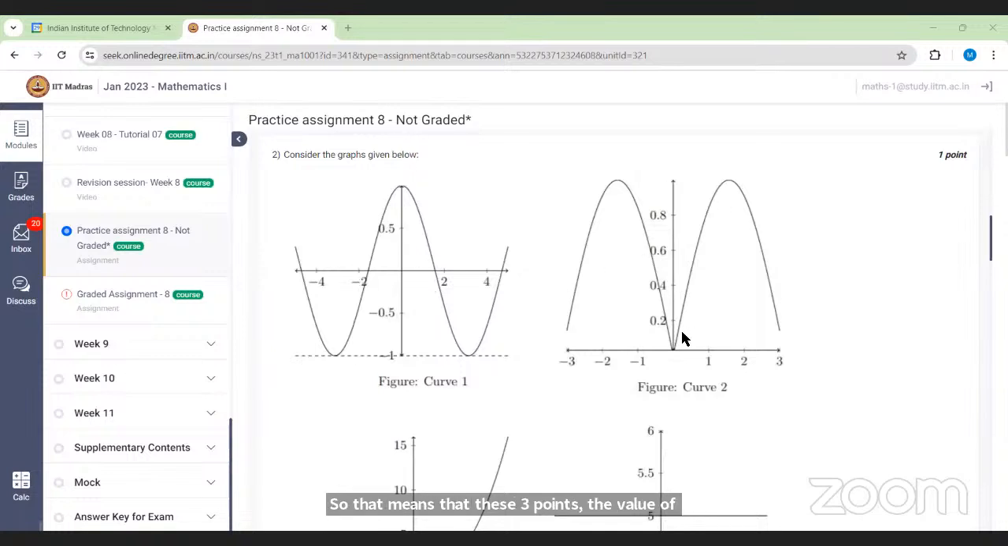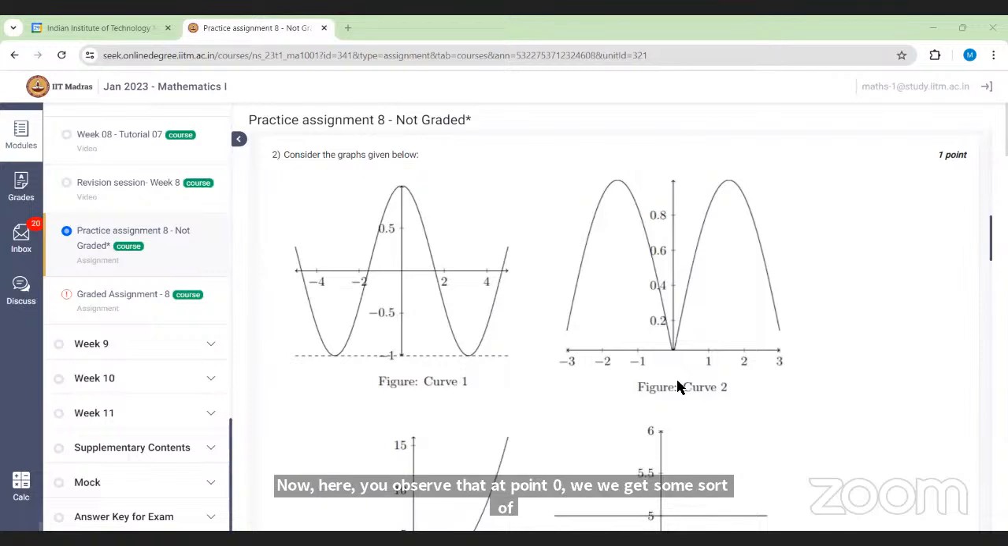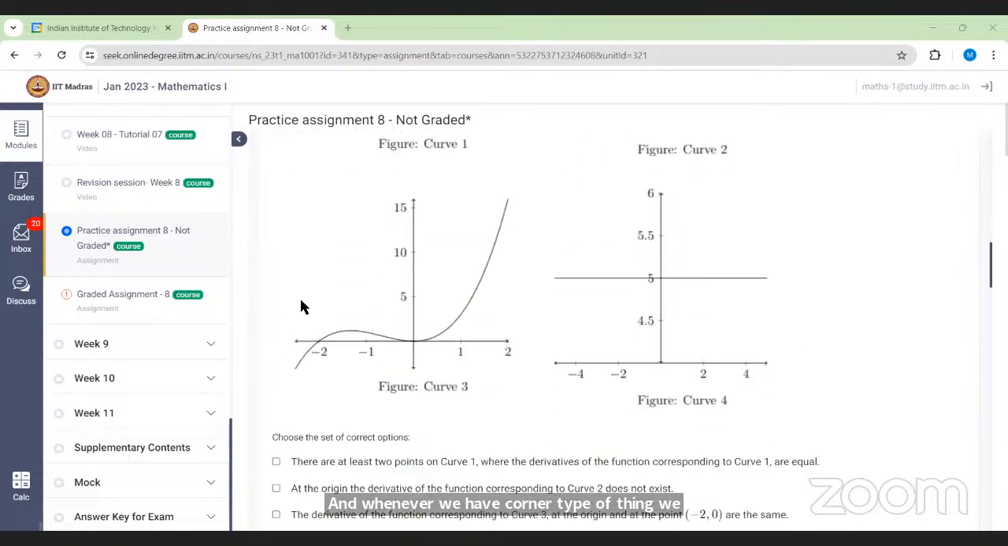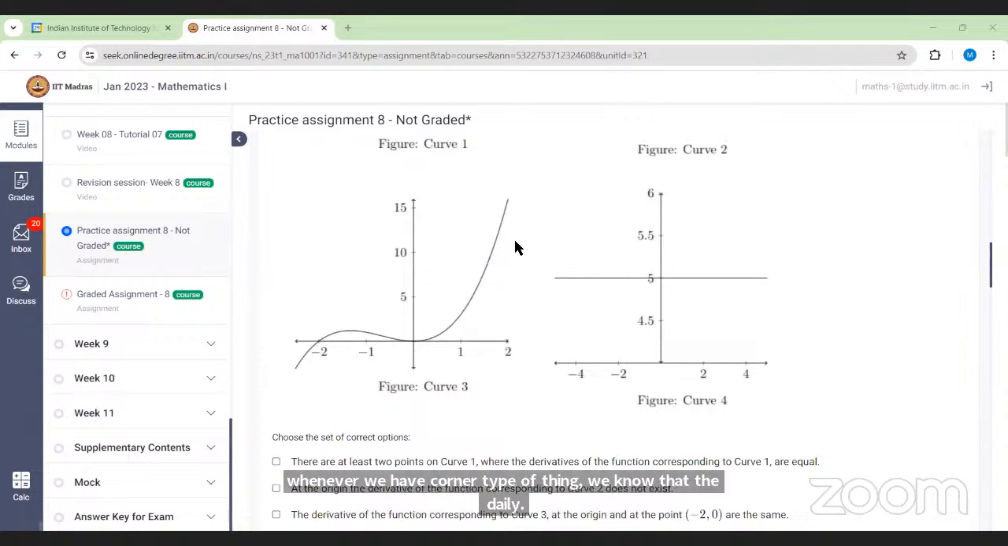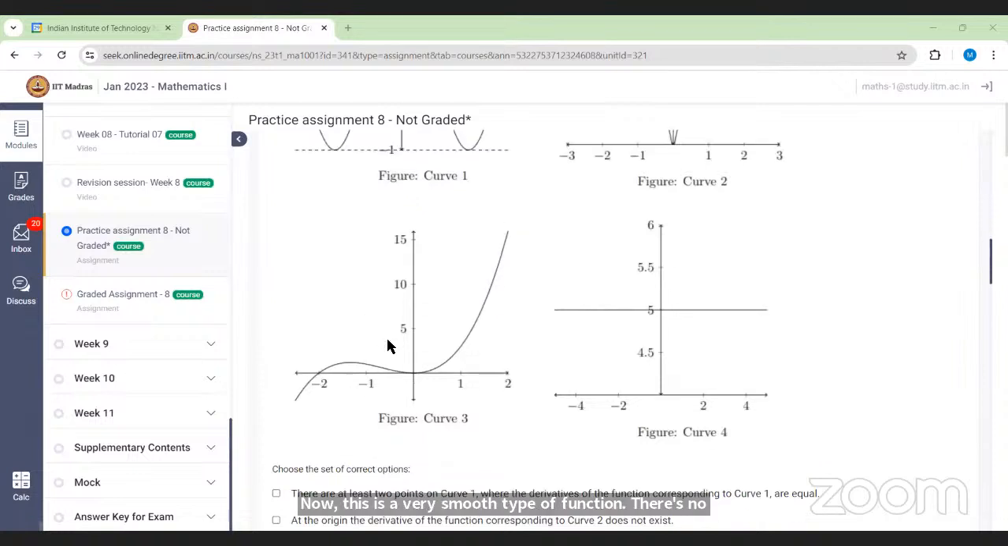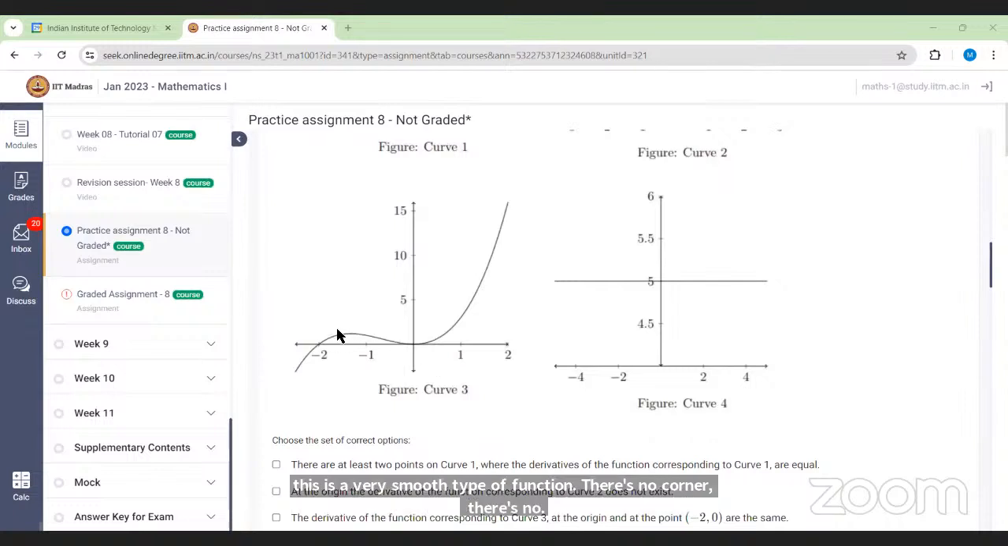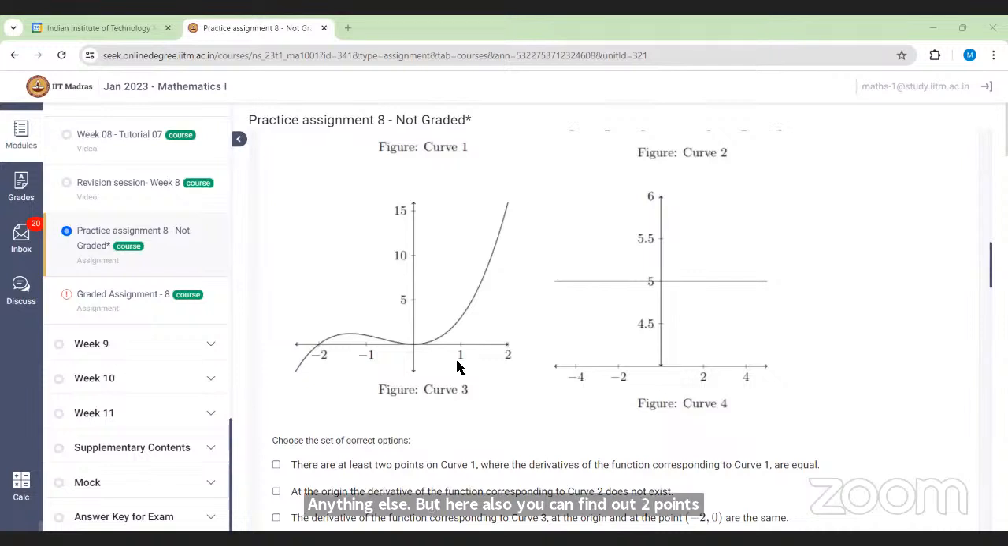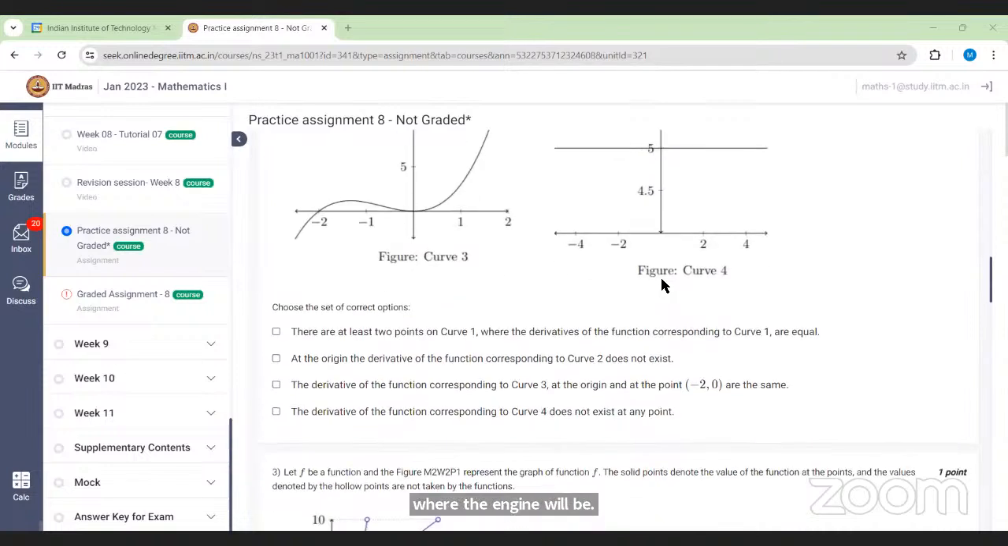Okay. Now here you observe that at point 0 we get some sort of corner, and whenever we have a corner, we know that the derivative won't exist. Now this is a very smooth function. There is no corner, there is nothing else. But here also you can find 2 points where the tangent will be parallel to your x-axis. That means the slope is 0, and this is a constant, right? So based on that information, you can say that there are at least 2 points on curve 1 where the derivatives of the function corresponding to curve 1 are equal, right?